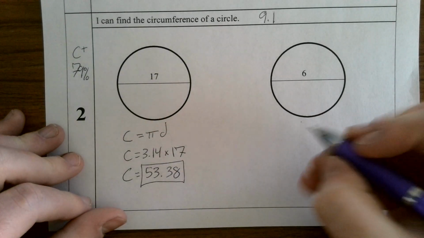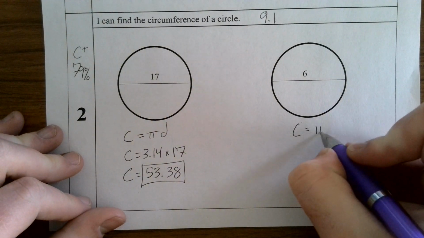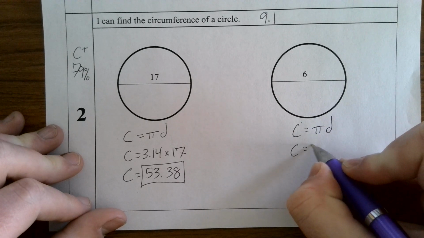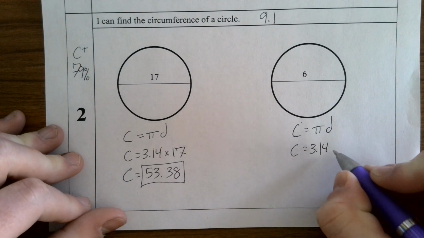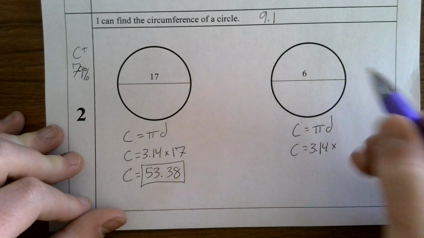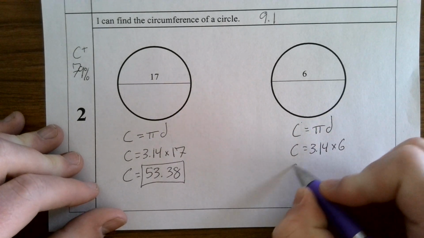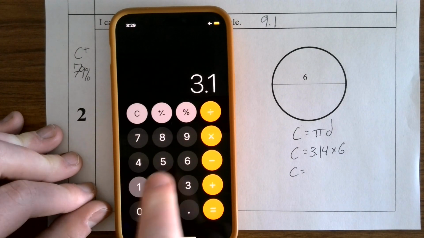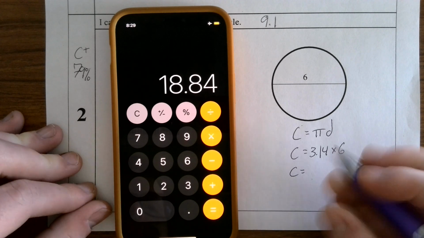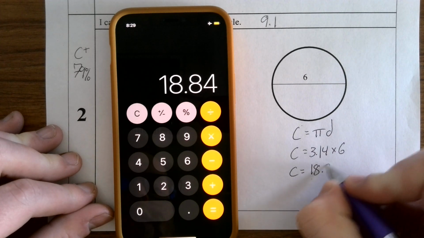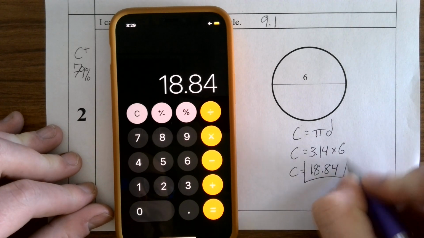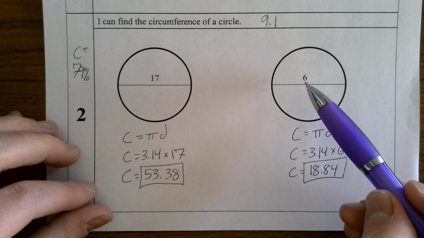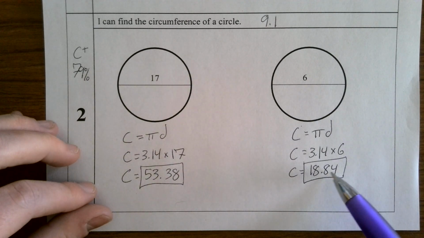The second one, same formula. Our circumference is equal to pi times the diameter. Pi is 3.14. Diameter on this one is 6. Calculator. 3.14 times 6 gives us 18.84. So there is our circumference for our second circle. Notice it's 3 times the diameter plus a little bit more.